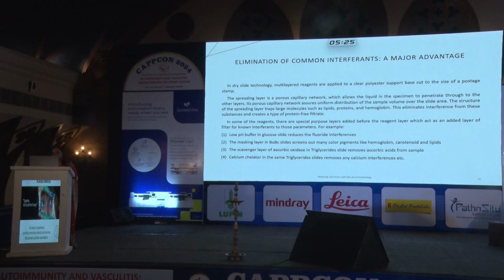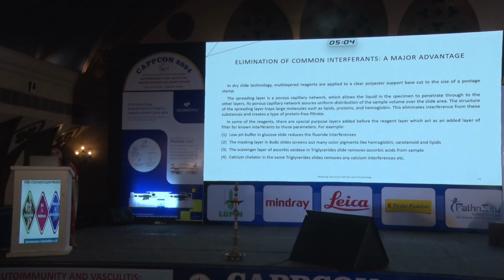The spreading layer is a porous capillary network allowing the liquid in the specimen to penetrate through the other layers. Its porous capillary network assures uniform distribution of the sample volume over the slide area. The structure of the spreading layer traps large molecules such as lipids, proteins, and hemoglobin. This eliminates interference from these substances and creates a type of protein-free filtrate.